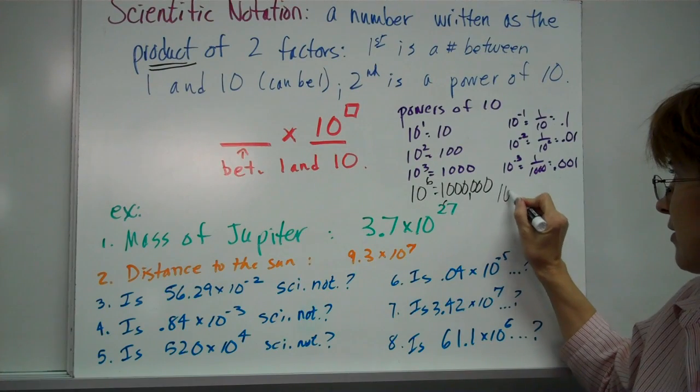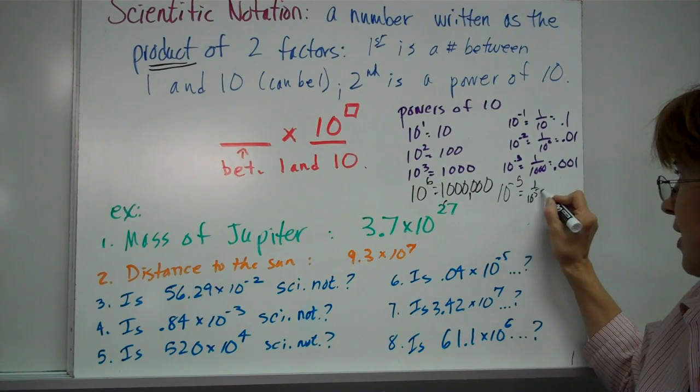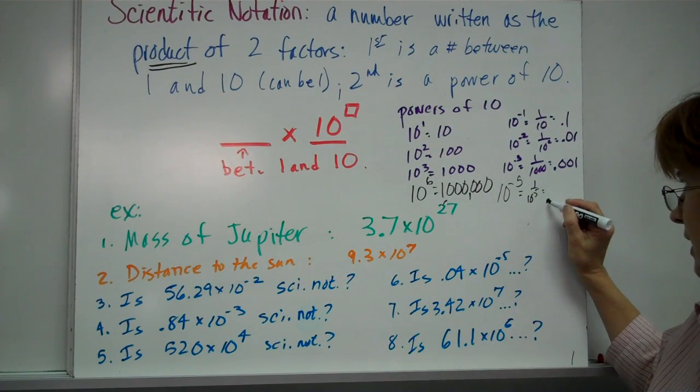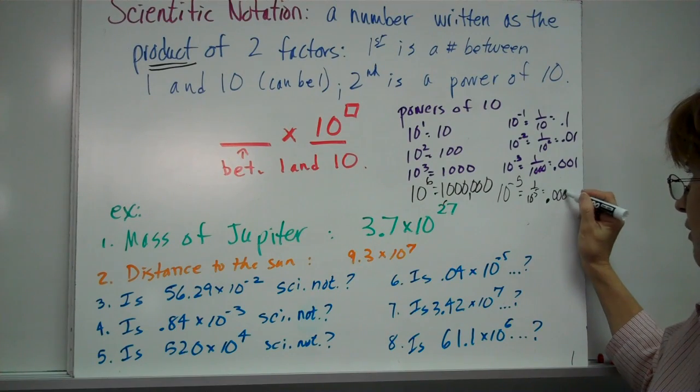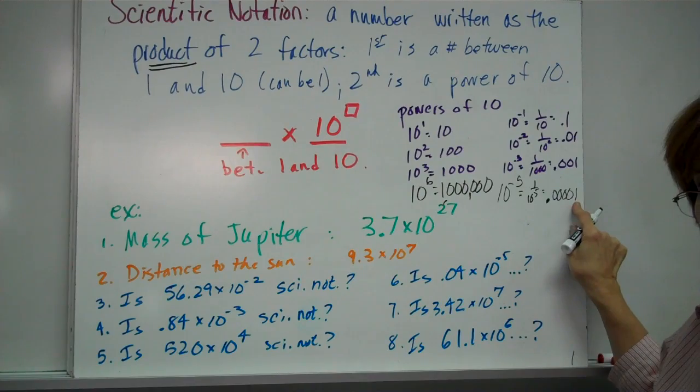So again, we could say 10 to the negative 5. It's going to be 1 over 10 to the 5th. But even more importantly, the way you want to think about it is as a decimal, and it's going to have 5 decimal places. So that would mean 4 zeros, and then the 1 is another decimal place. So it has 5 decimal places.